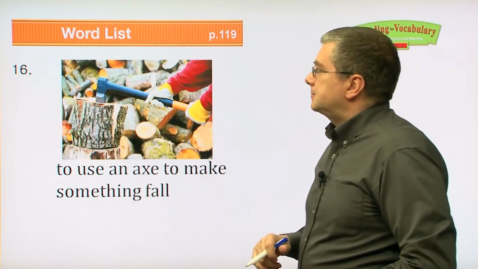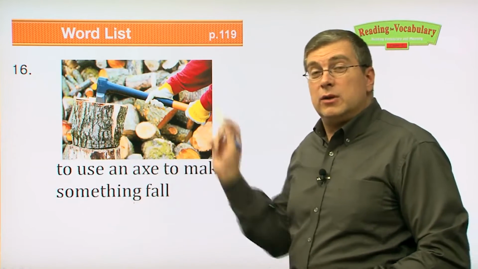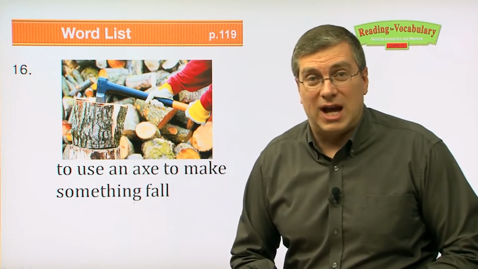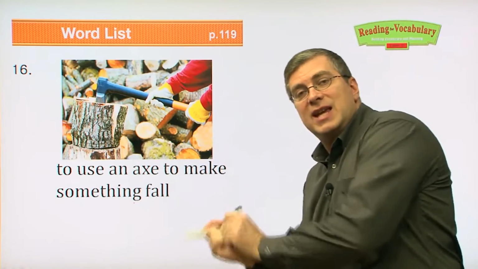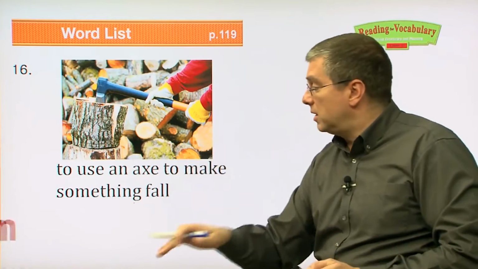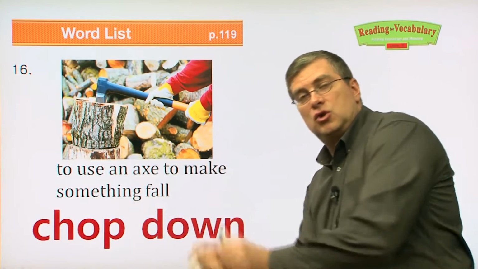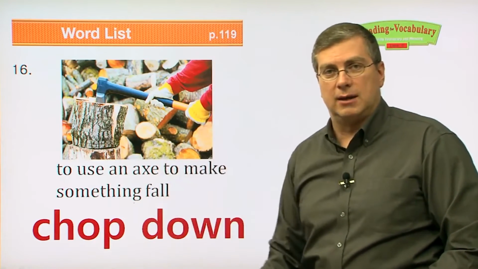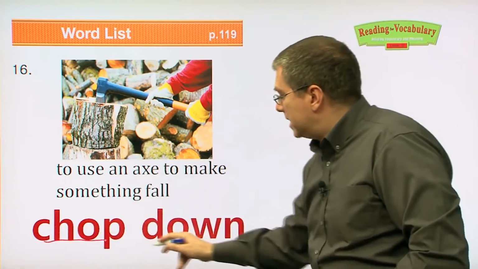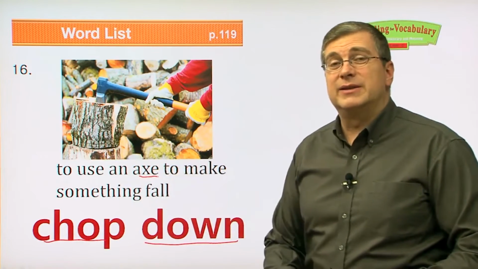Okay, next one. To chop down: to use an axe to make something fall. So before we talked about lumberjacks, right? That was our first word. Lumberjacks usually use an axe and they chop down trees. So they hit the tree with the axe and the tree falls down. So chop down means to use an axe to make something fall.